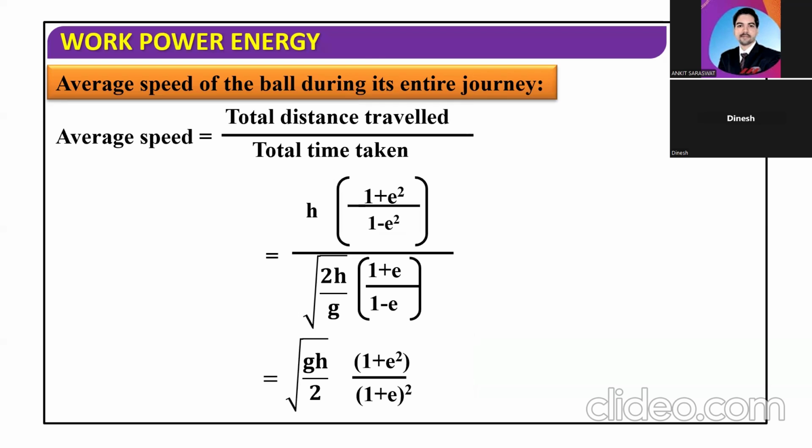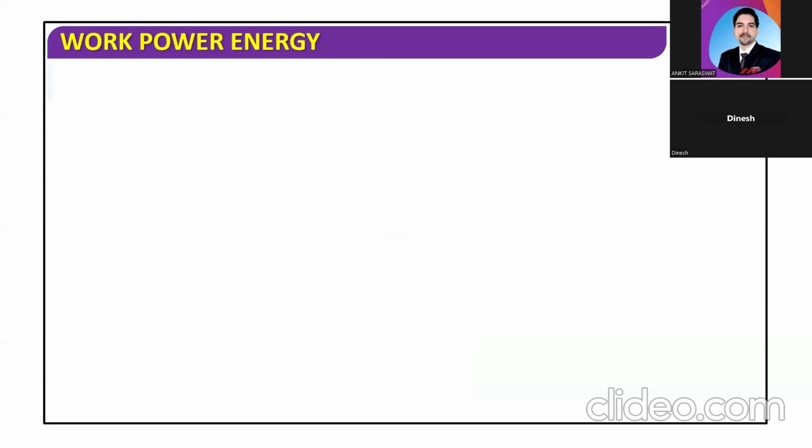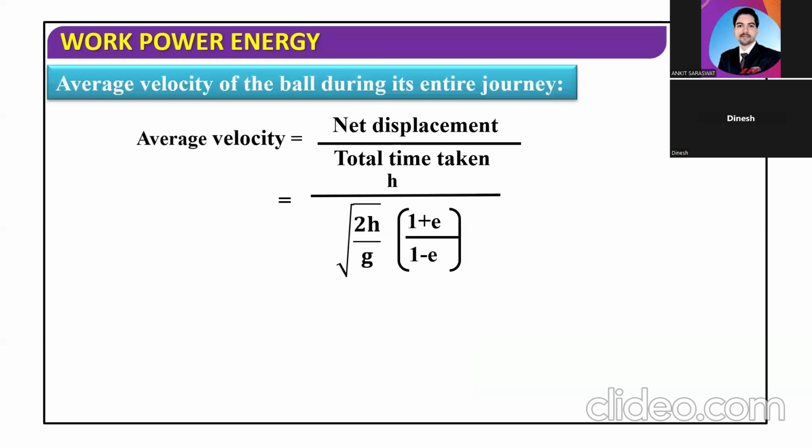Average velocity is net displacement by total time. Net displacement is h only. For example, the ball is on the surface, this is h. After infinite collisions it comes back like this, the ball will be here finally, initially and finally. What is the displacement in the y direction? H is the displacement.